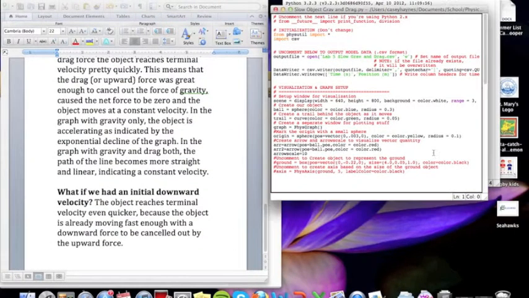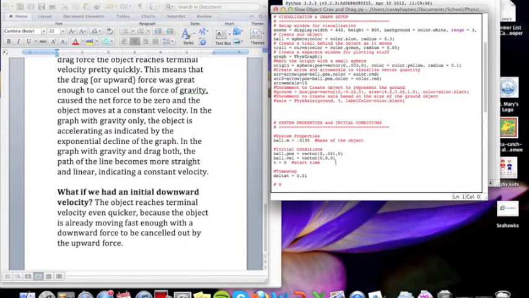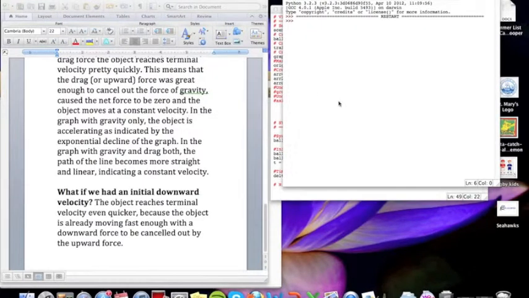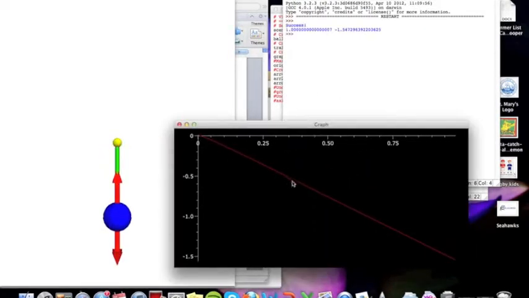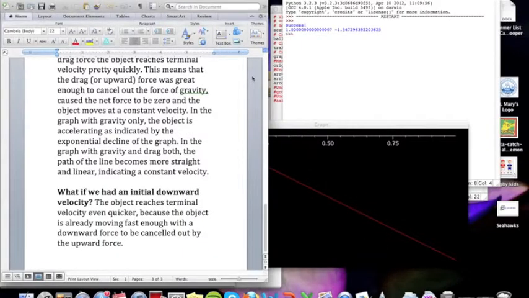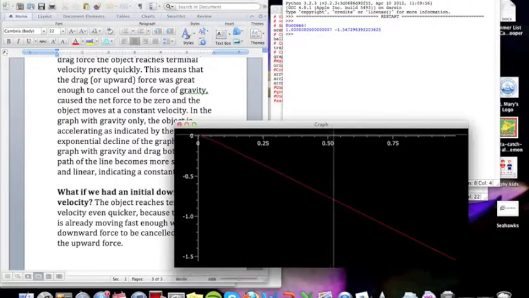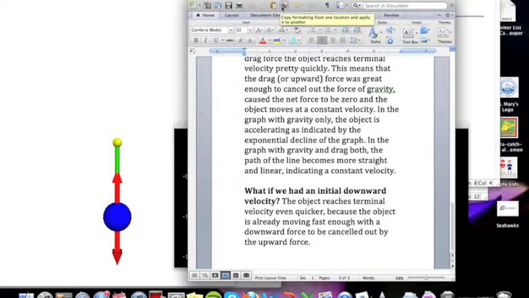So now we can ask, what if we had an initial downward velocity? We can go ahead and test that in Tracker. We're using the slow object gravity and drag code. So we'll make our ball velocity, let's say, -1 meters per second, and run that module. And we can see that the line is almost entirely linear the whole way through. That's because the object reaches terminal velocity even quicker, because the object is already moving fast enough with the downward force to be canceled out by the upward force. So if we have an initial downward velocity, the object reaches terminal velocity even sooner.